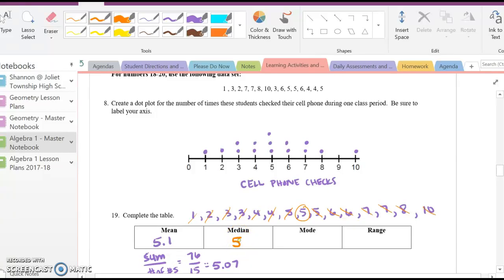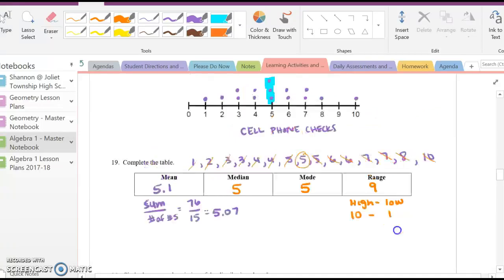The mode is the number that occurs the most. I can refer to my dot plot there. Since the most was here, it had 3 values. My mode is also 5. And the range is the highest minus the lowest, or max minus min, which in this case is 10 minus 1, and the range is 9.